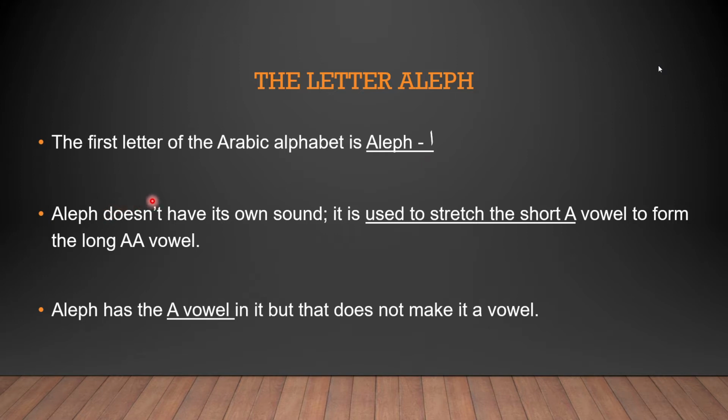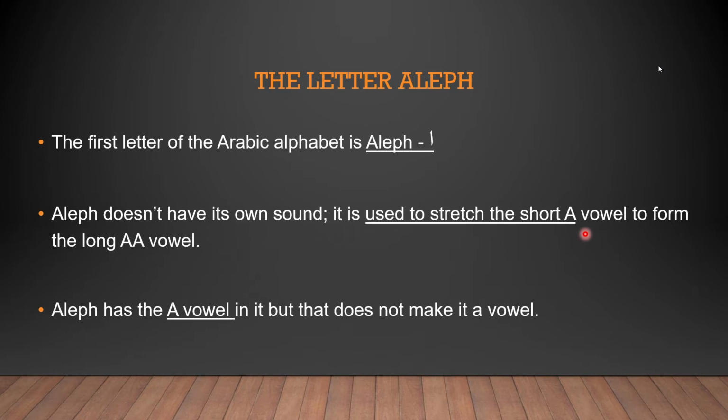Just like in English where A has a sound and B has a b sound and C has a k sound, in Arabic the letter Alif also has its own sound. But the sound of the letter is a stretched version of the short A vowel.